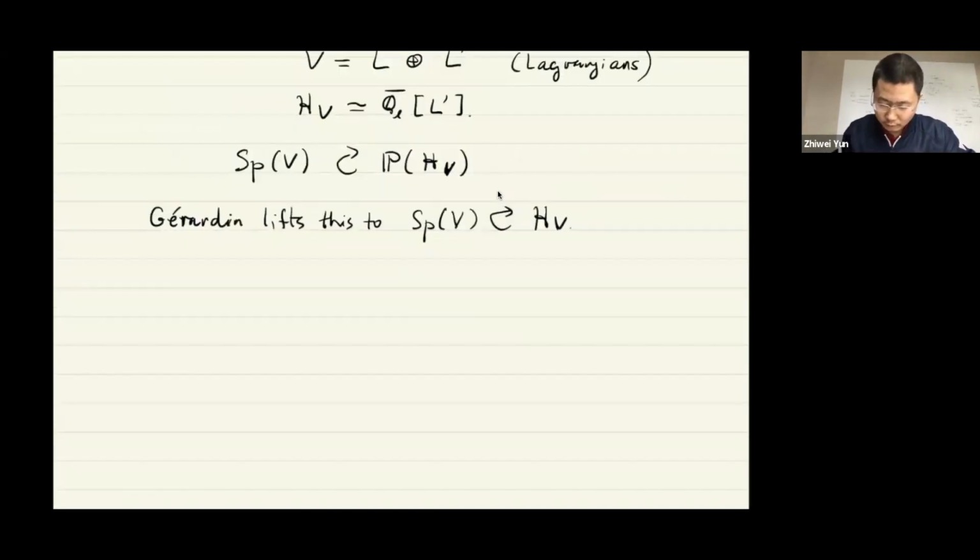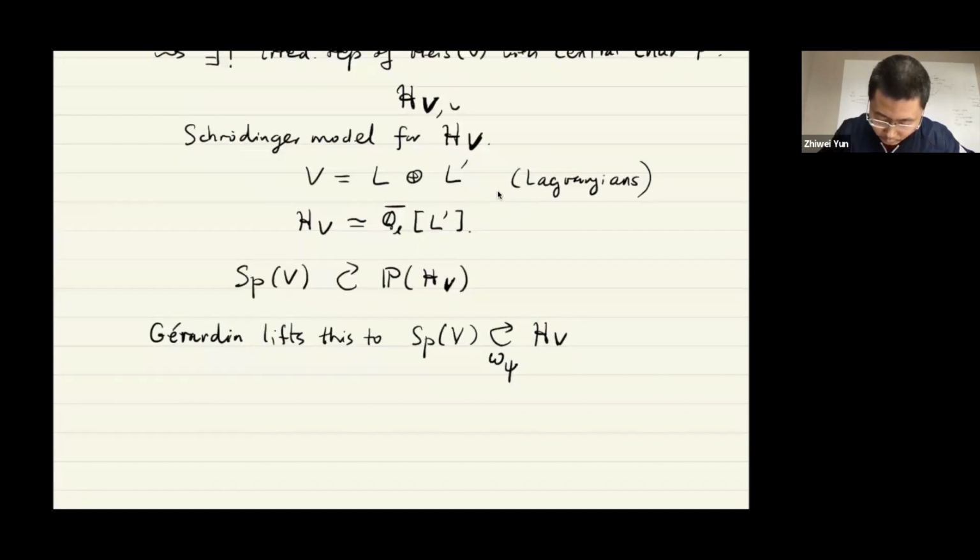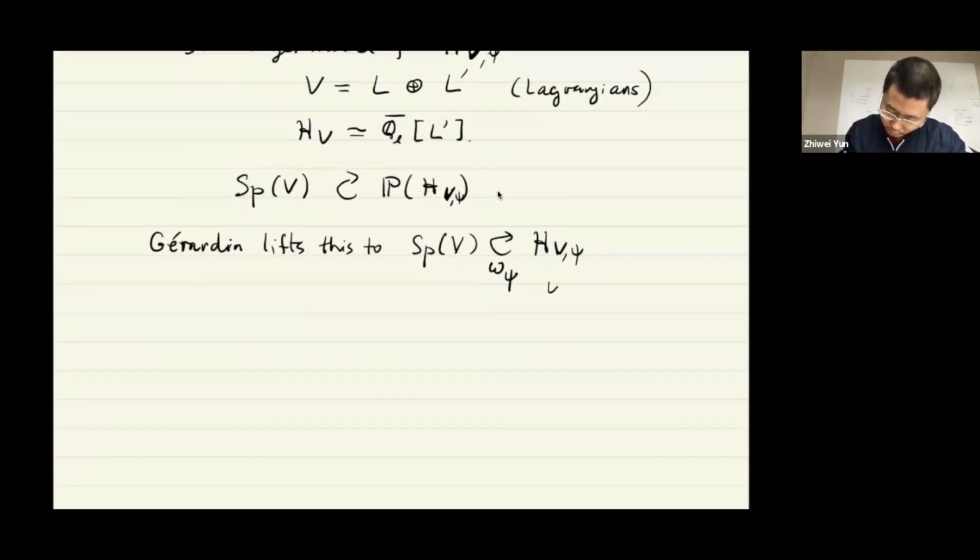Okay, so this is the Weil representation. Let's denote it by omega psi. Everything here depends on this additive character, so maybe I write its dependence. This is the Weil, also called oscillator, representation of the symplectic group.